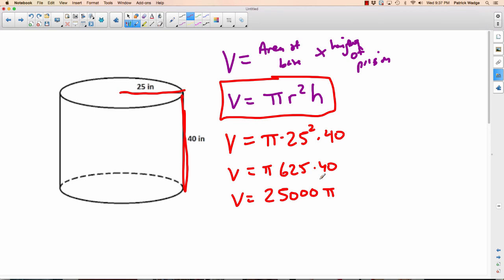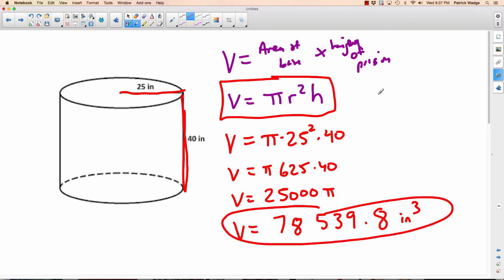Or you can actually multiply by pi. Pi button would be great for that. And you'll get 539 point, I'll do one decimal place, 8. And we're talking about inches, so it'd be inches cubed. And there's your answer. Okay, so for cylinders, this formula will always work.